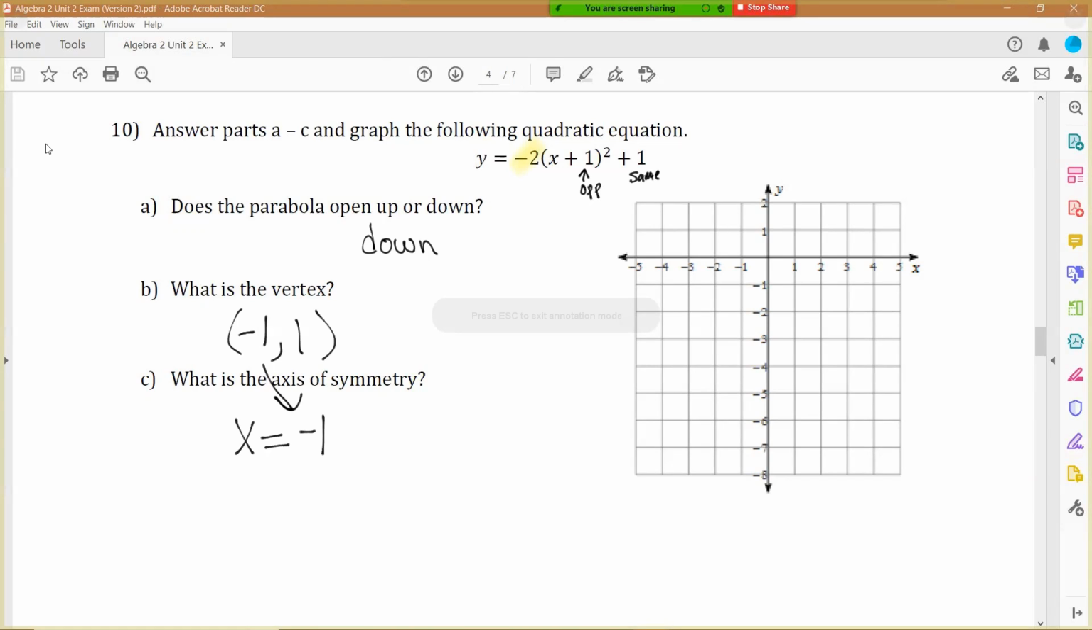So we've answered parts A through C. Now we need to graph the equation. So we know already our parabola should open down. It's going to look like a frowny face, something like this. It should have a vertex at (-1, 1). So I'm going to go to (-1, 1), start at the origin, go left 1, up 1. So right here's my vertex. My axis of symmetry is going to go straight down through that.